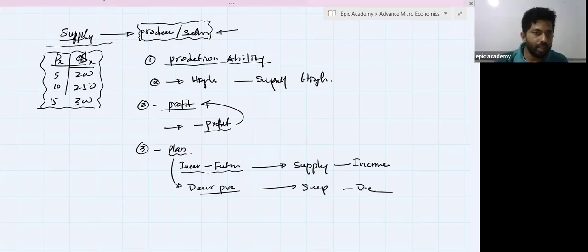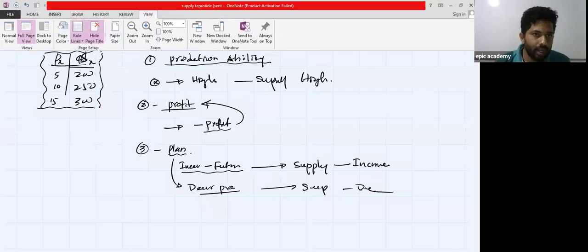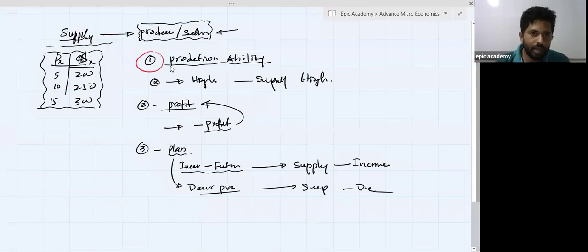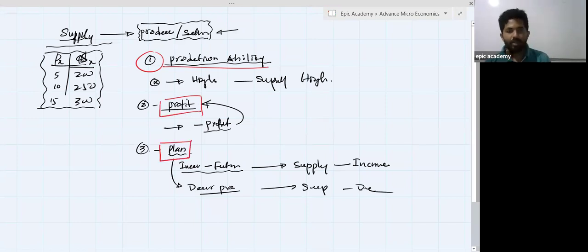Now you have identified three major factors related to supply. Those are the main determinants. First one is production ability. Second one is profit level. Third one is the plan for the production activity. Those are the three major factors or determinants that decide the amount of production and the amount of supply. So according to changes in all those factors, you can identify that the amount of supply also can change.